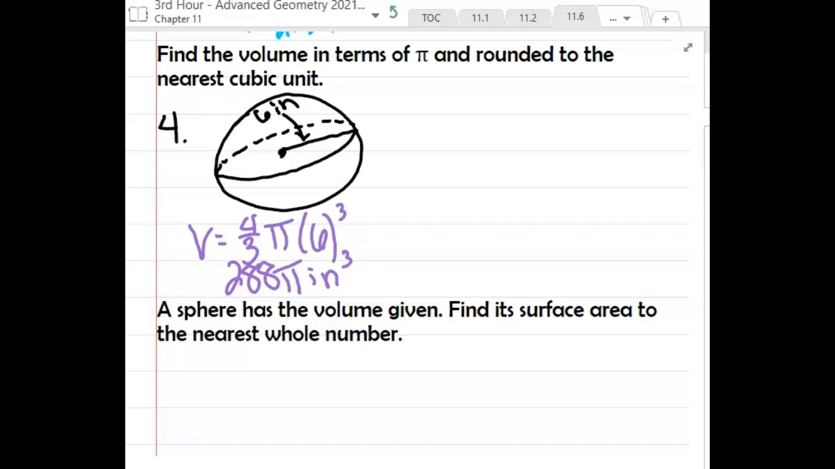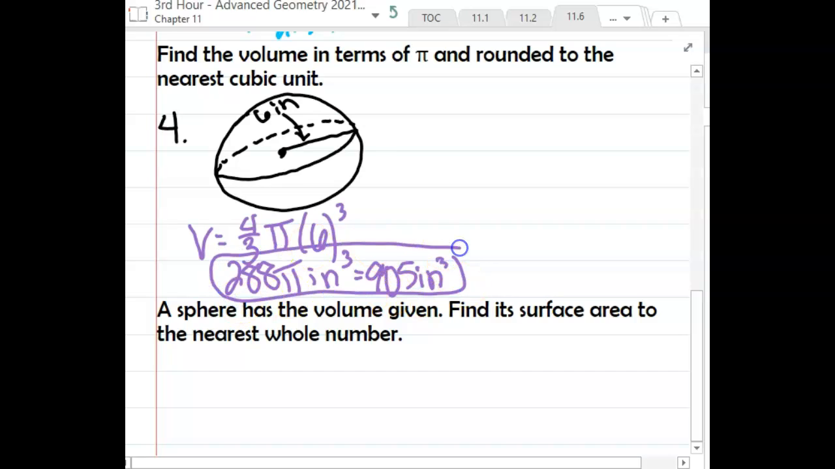And then if I want to round that to the nearest cubic inch to estimate, 288 times pi gives me about 905 inches cubed. Okay, number 5, let's try one more volume of a sphere.